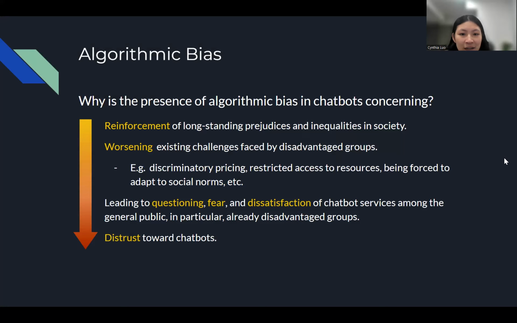So why is algorithm bias concerning? As we mentioned, it can lead to a reinforcement of long-standing prejudices and inequalities in society. As a result, it worsens existing challenges faced by already disadvantaged groups, such as discriminatory pricing, restricted access, and being forced to adapt to social norms. This can lead to question, fear, and dissatisfaction of chatbot services among the general public. Ultimately, it leads to distrust toward chatbots.